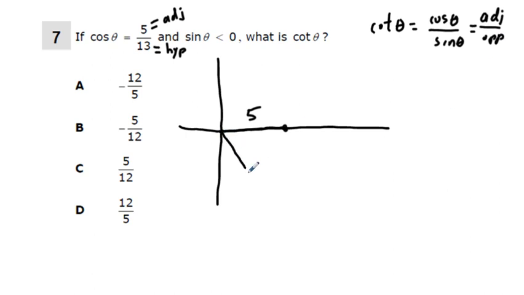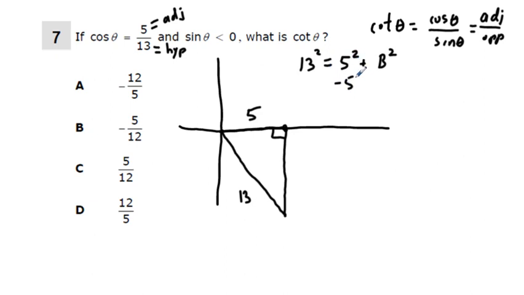and what does this side here have to be? Well, using Pythagorean theorem, 13 squared equals 5 squared plus b squared. And subtracting out, we have 13 squared minus 5 squared. When you work that out, you get 144 equals b squared. And so therefore, b is going to be equal to plus or minus 12, positive.